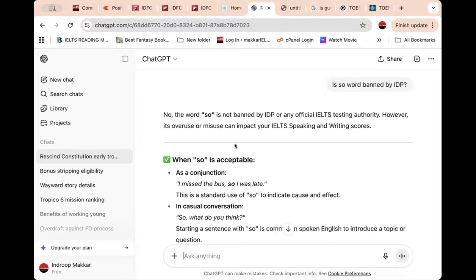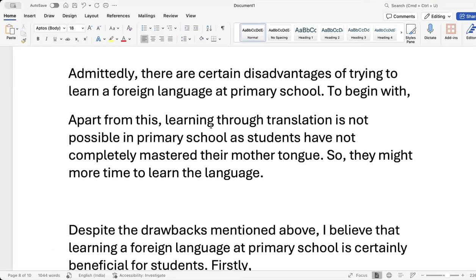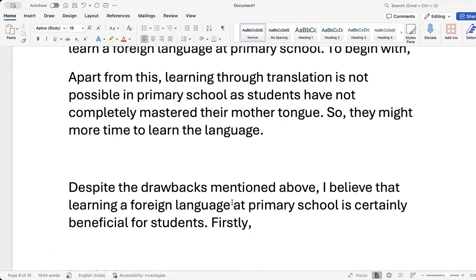Hence is a word. Okay, you can use it. Hence I was late, I missed the bus. As a result, I was late. So you have so many other options. It's not banned though. Okay. Thank you, sir. Anyone else has any doubts?